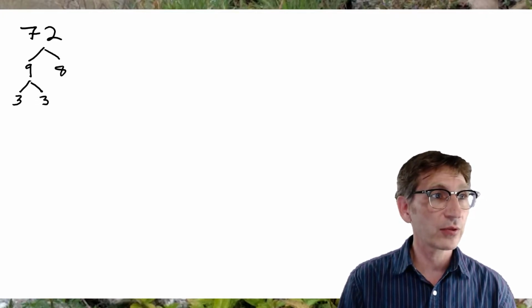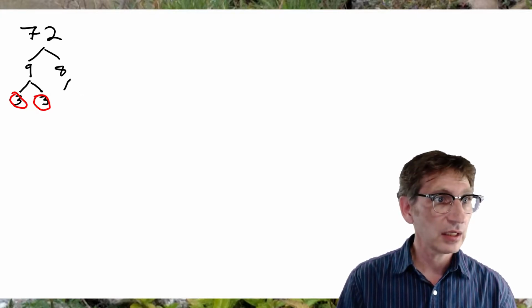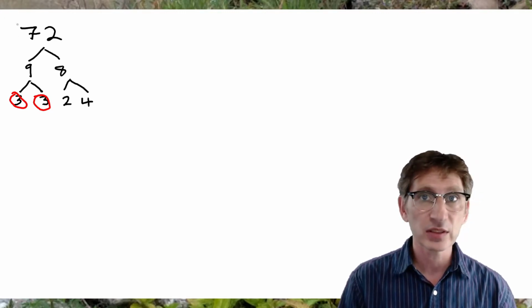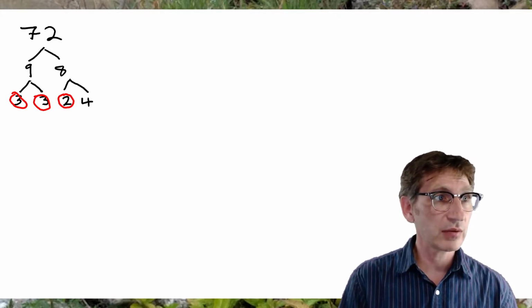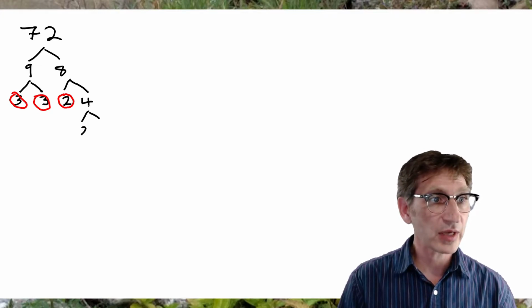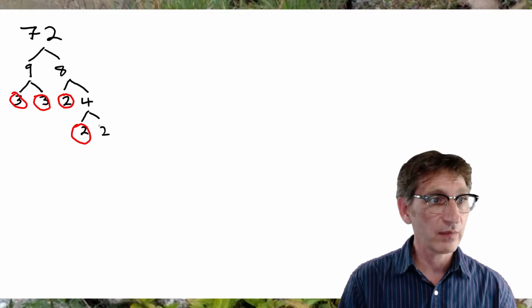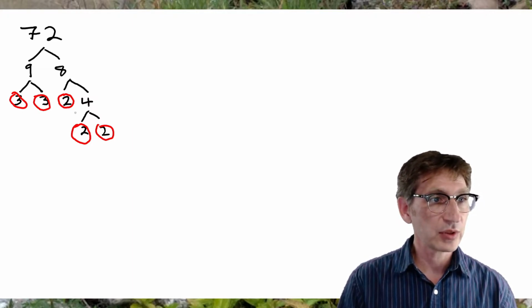Well, it turns out 3 is a prime factor, so we're going to stop here on this branch of the tree and then continue with this other one. 8 is the product of 2 and 4, and once again we see one of these numbers is prime. 2 is a prime number, and we're almost done because now we see 4 is actually 2 times 2, and we're done finding our prime factors. So it turns out that 72 can be broken down into 3 times 3 times 2 times 2 times 2.